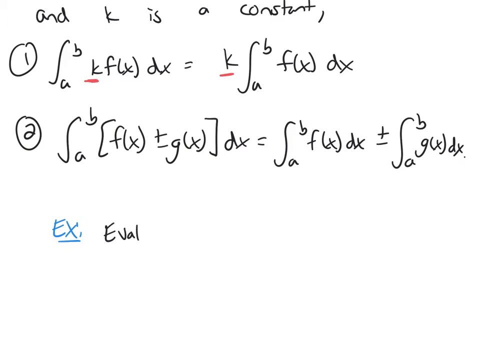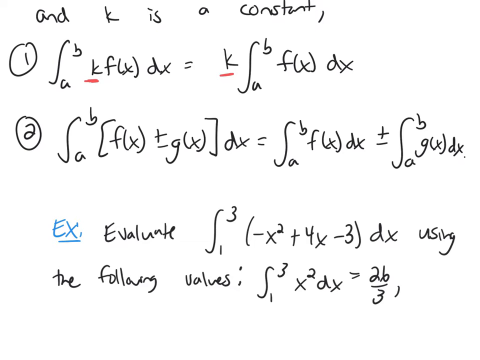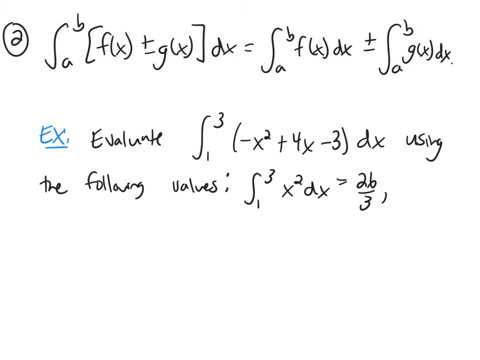Let's evaluate the integral from 1 to 3 of negative x squared plus 4x minus 3 dx using the following values. The integral from 1 to 3 of x squared is 26 over 3. The integral from 1 to 3 of x is 4. And the integral from 1 to 3 of dx is 2.